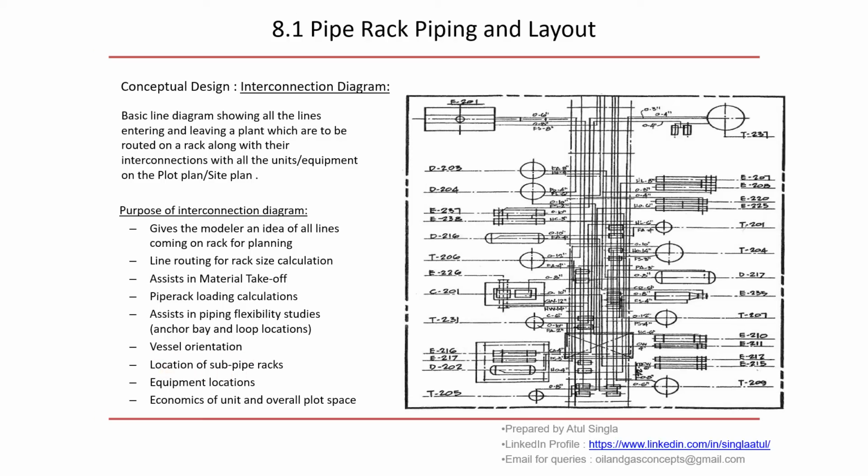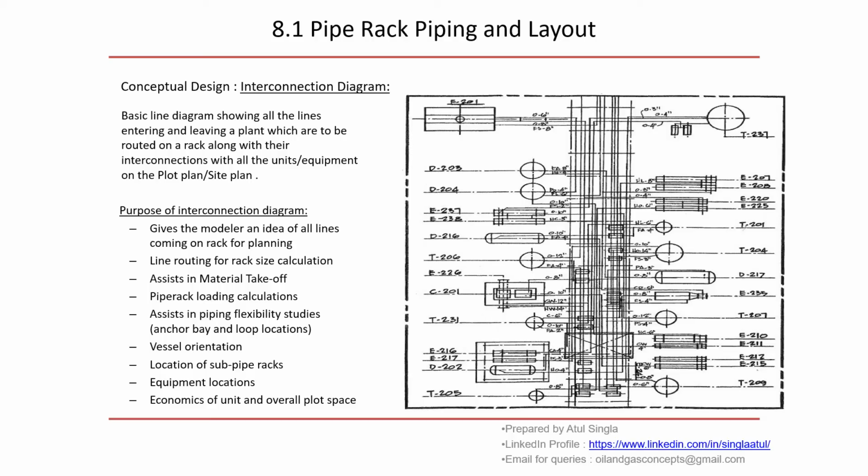Location of sub pipe rack. Now suppose in a particular section we see there are so many lines entering the pipe rack, and we can group them together and have a sub rack based on that. So this diagram helps in locating the sub racks also.